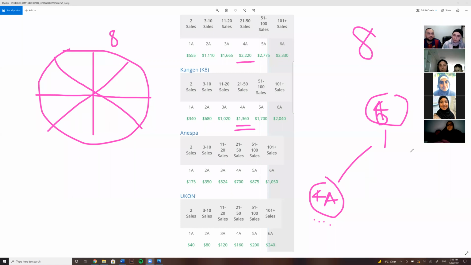When your top position reaches 6A, you start getting bonuses. You get a $500 a month bonus for everyone who's underneath you and reaches 6A. You also get a group bonus, an educational bonus, and everything like that.